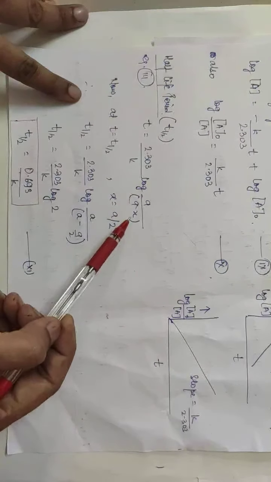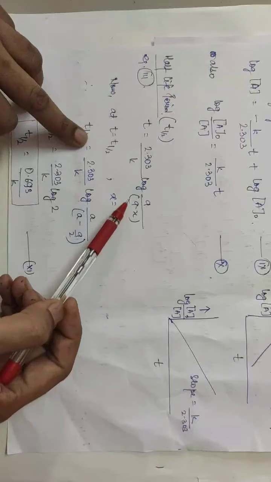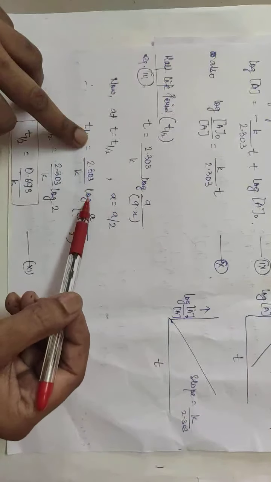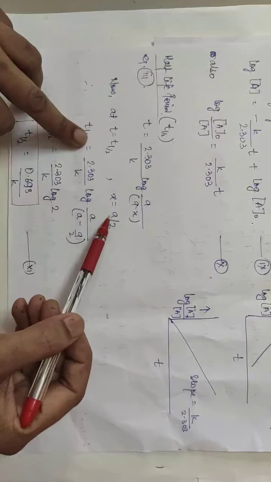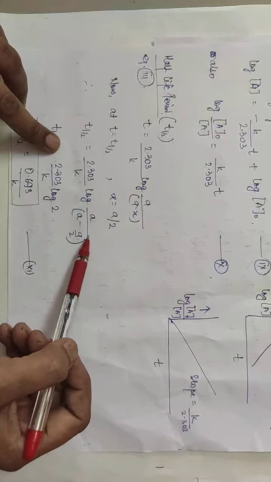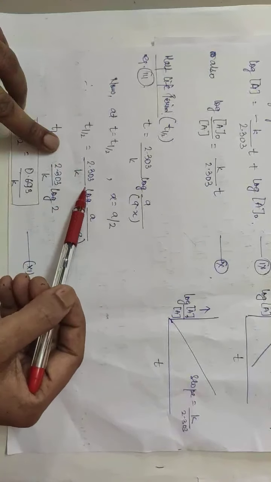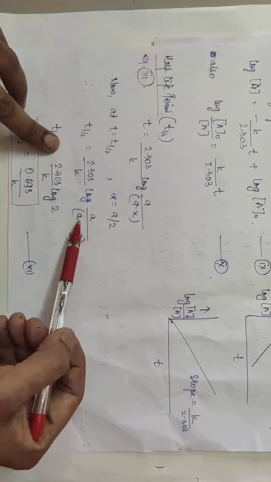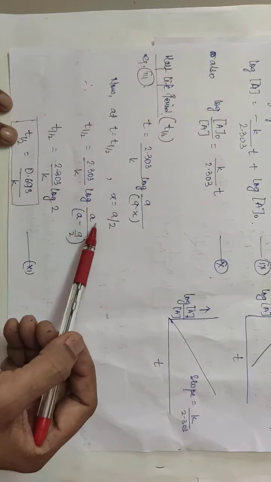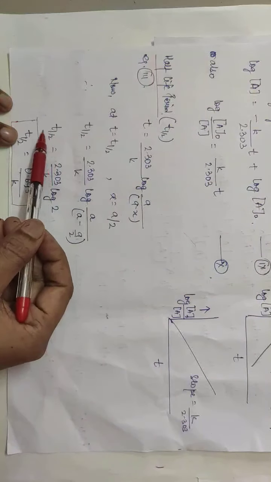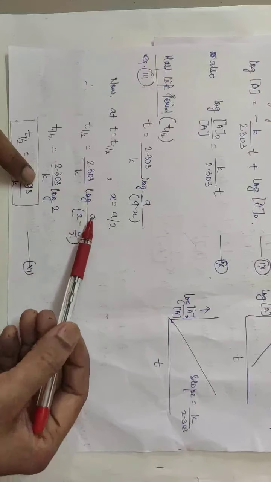Now let us see the half-life period for the first order reaction. This is the first order reaction in terms of a upon a minus x. At t equal to t half, x is equal to a by 2. a is the initial concentration we considered. So putting this value in the equation, we will get t half equal to 2.303 upon k log a upon a minus a by 2.